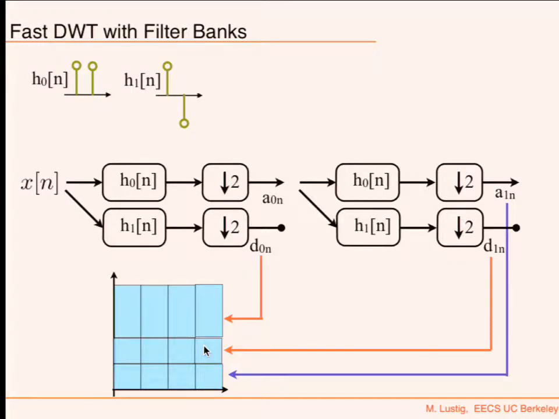And then I can keep on going and do this to the approximation. And again, and again. So every time I'm just going to take the approximation coefficient, pass it into a high pass and a low pass, and then downsample. Take the approximation, high pass, low pass, and then downsample. So this part over here will give me A0[n] and D0[n]. And if I decide to end, then I have D0 and I'll have A0.